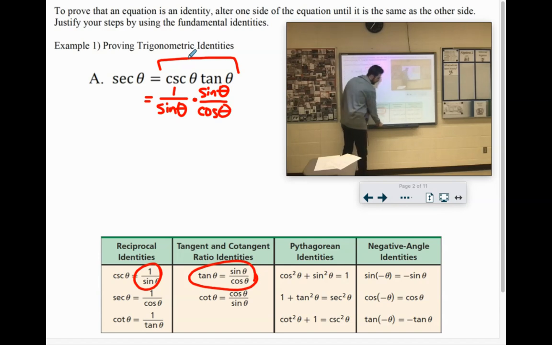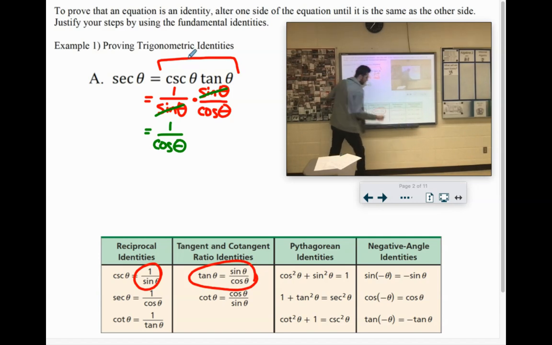Now remember, when you are multiplying fractions, you can simplify stuff, cancel stuff out if it's in the numerator and the denominator. So with multiplication, it doesn't even need to be in the same fraction. It can happen diagonally, like the sine of thetas will cancel out here. So we're just left with 1 over cosine of theta.